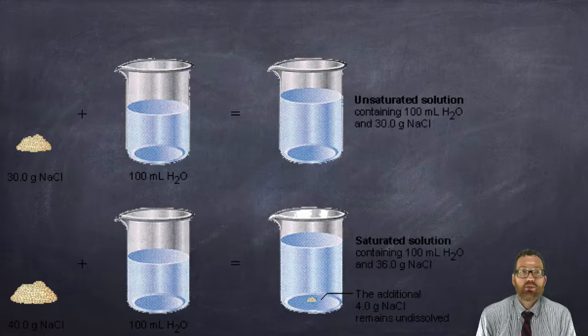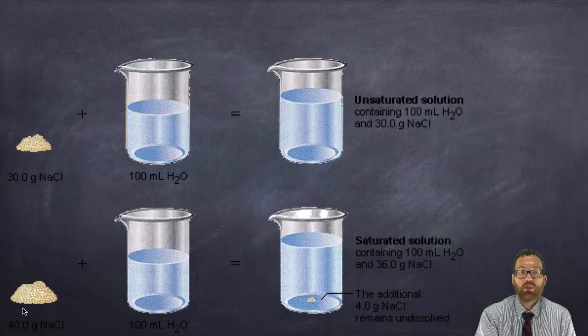So here's some examples. In this picture here, we have 30 grams of sodium chloride, and we're adding it to 100 grams of water. When we stir it up or let it sit for long enough, it all dissolves, it goes away. So the resulting solution is unsaturated, okay, because if it was saturated, it wouldn't all dissolve in.